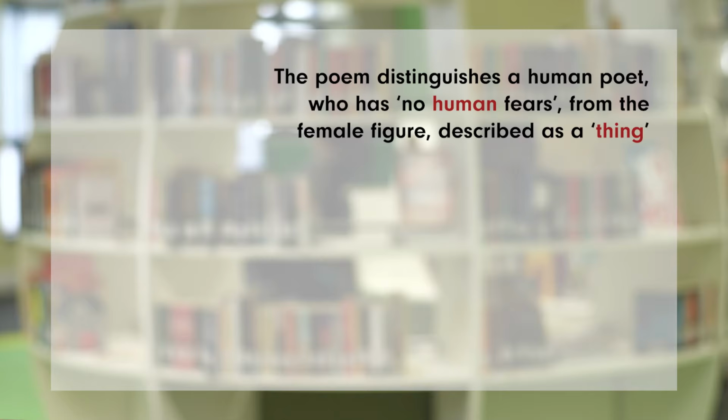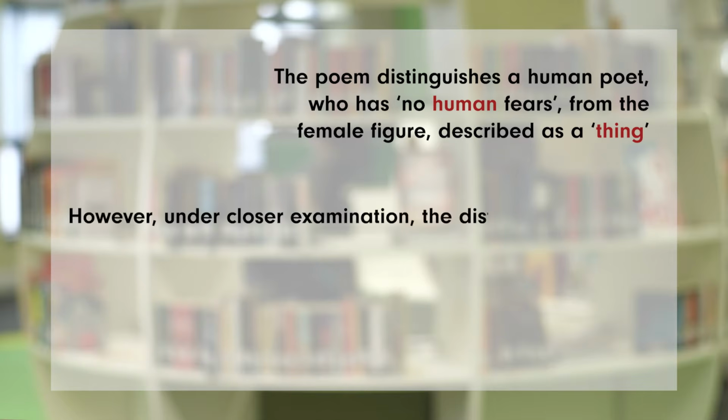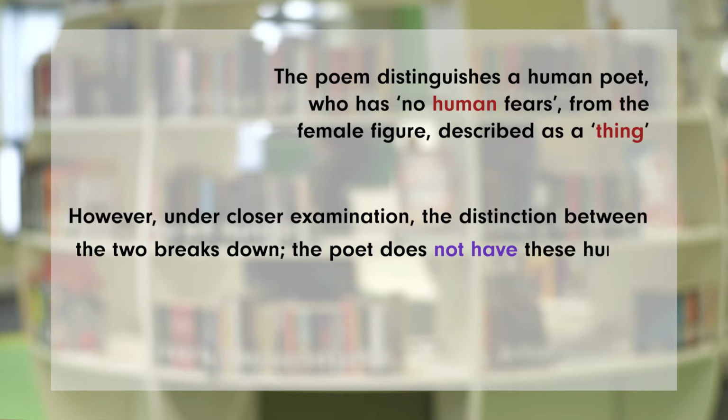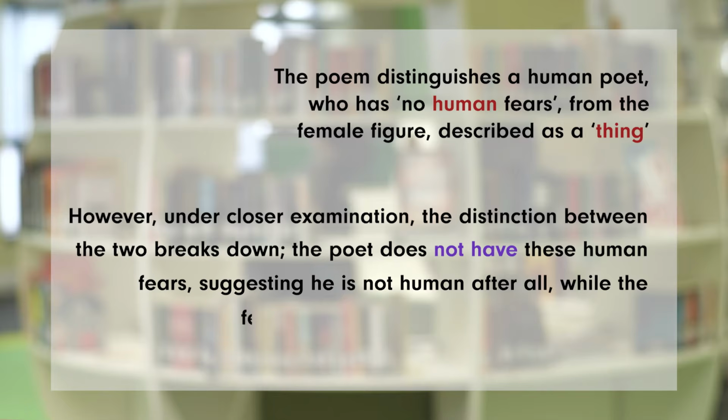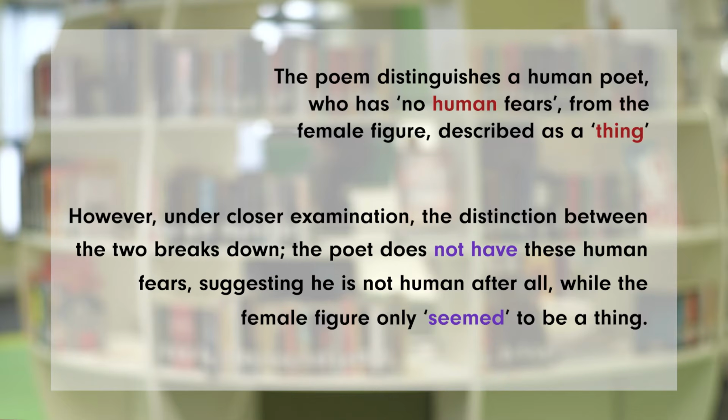The poem distinguishes a human poet who has no human fears from the female figure described as a thing. However, under closer examination, the distinction between the two breaks down. The poet does not have these human fears, suggesting he is not human after all, while the female figure only seems to be a thing. Hopefully you can see this does not contradict as such, but actually adds additional complexity to your reading, demonstrating an awareness of the poem's own richness and your own nuance.